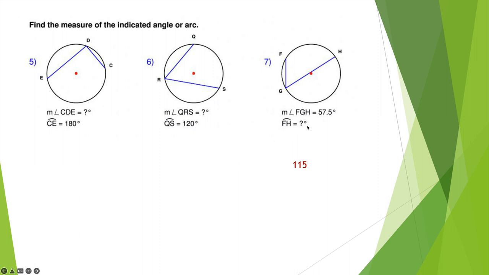Let's take a look at the last one because I left the answer up. I didn't put the animations in. I always do something. So what's the measure of the arc? Well, the arc is double the angle. The angle is half the arc, so the arc is double the angle. So if the angle is 57.5, then the arc is 115. Let's go back and try both numbers 5 and 6. Go ahead.